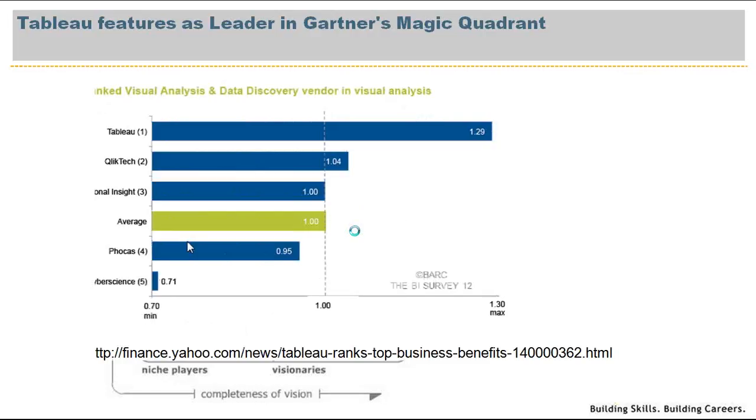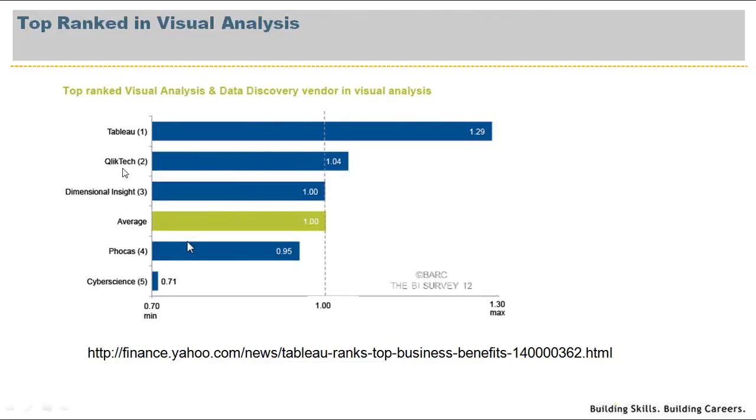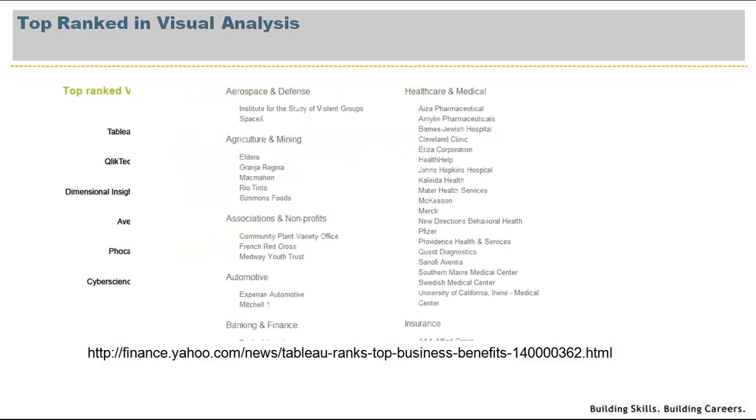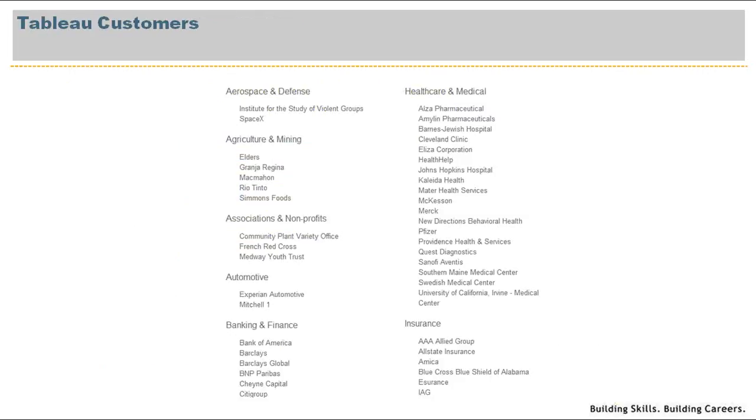From a visualization perspective, Tableau has been given a rating better than all its peer group. Other tools like QlikTech, which is QlikView, Dimensional Insight, Actuate, Focus, Cyber Science. Compared to all these tools, Tableau has got a better rating, and this result is based on the BI survey. A few popular customers have selected Tableau as the BI tool for data visualization.